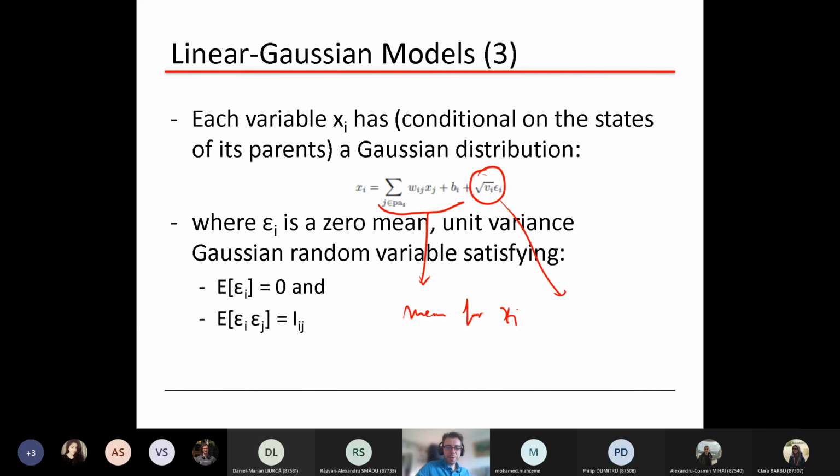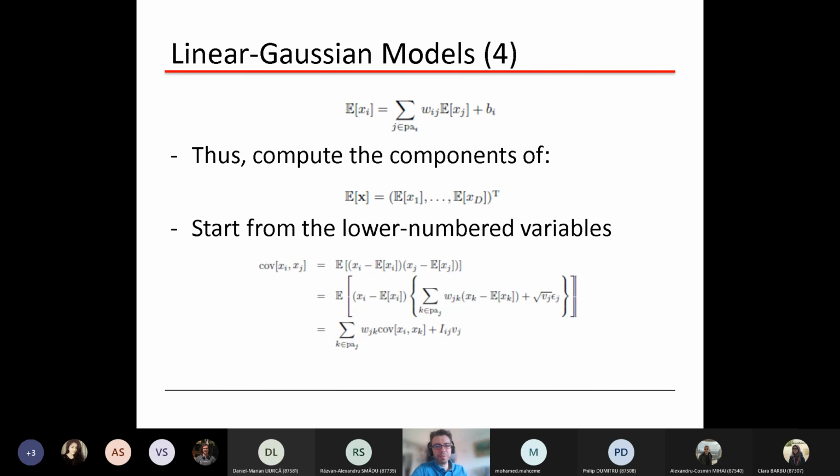And now we want to compute the expectation for each random variable. So the expectation of xi, and the mean for the joint distribution would be the expectation for each component. The expectation is simple to compute. We use a technique similar to ancestral sampling. We use the topological sorting, and each time we need to use the expectation of the Gaussian distribution that we depend upon. So this is the mean for the joint distribution. We can compute it in a simple way, and it has, of course, D components.